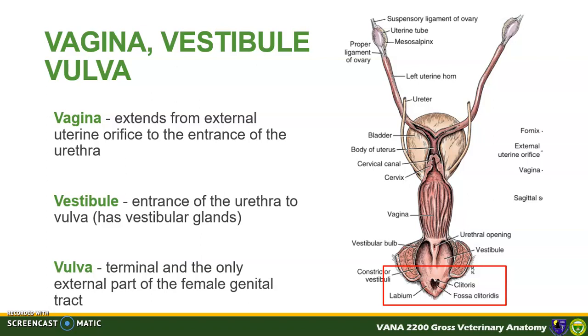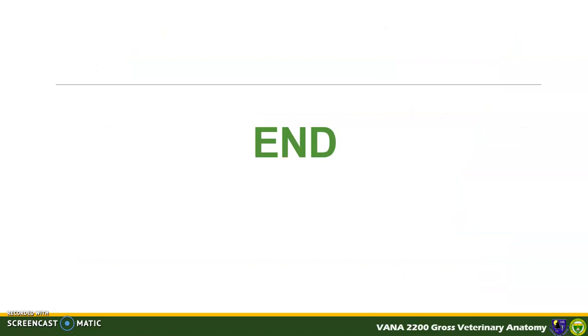The clitoris is homologous to the male penis, located between the ventral commissure of the vulva. The glans is the only exposed part of the clitoris. It is located in the clitoral fossa surrounded by the clitoral prepuce. And that ends our discussion on Module 9.